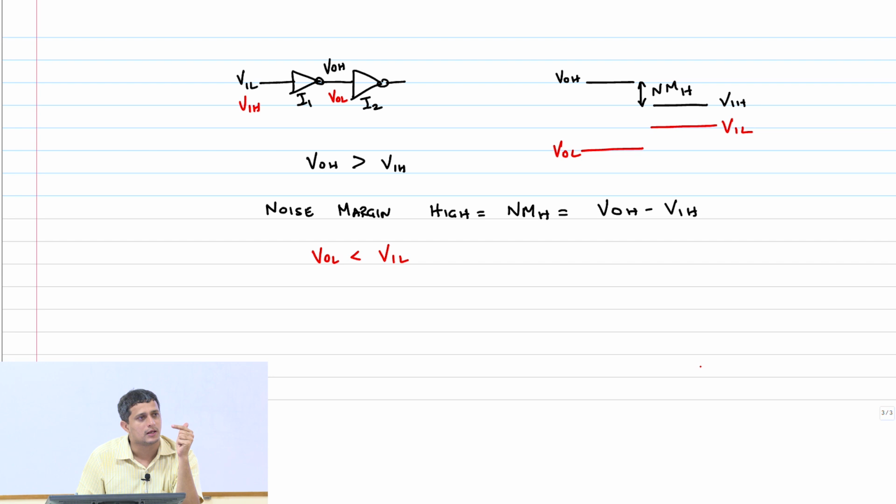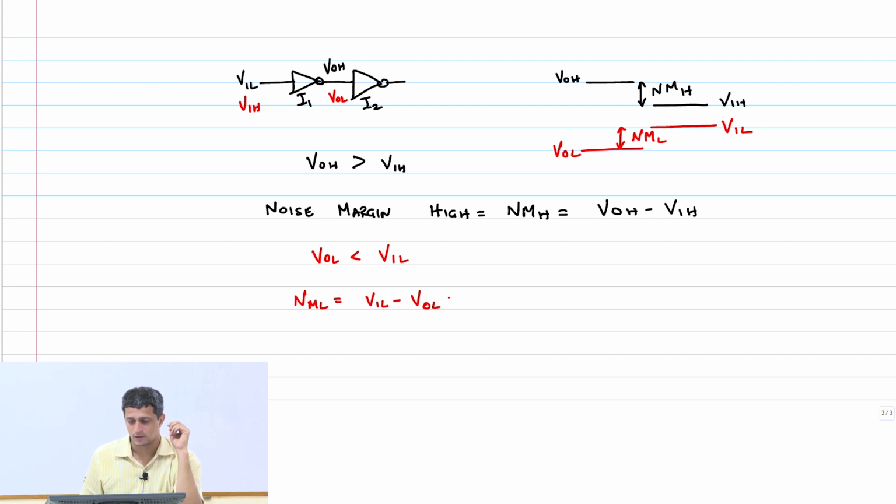Therefore, on the lower side, I can tolerate a positive noise pulse. As long as it is below VIL, I am fine. So this much is my noise margin on the low side. So NML is VIL minus VOL.